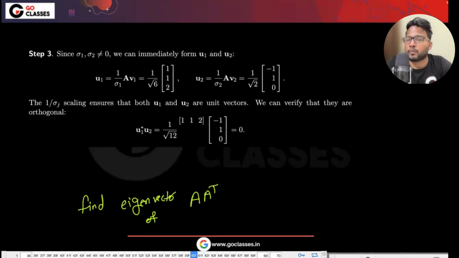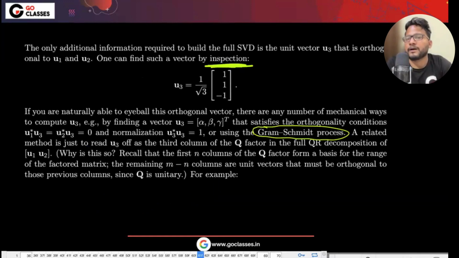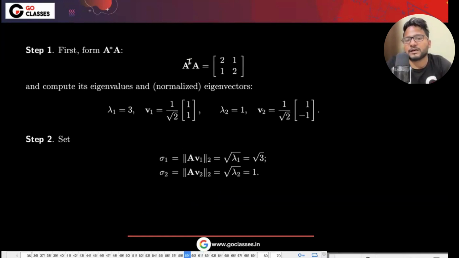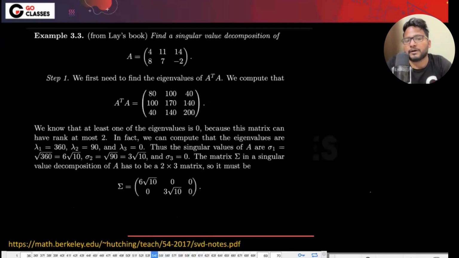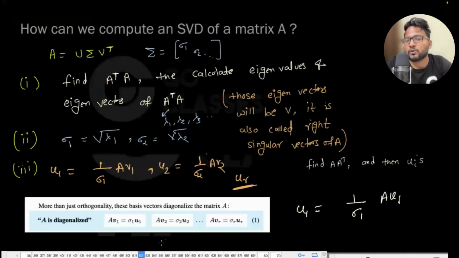I can take one optional lecture where I can talk about extending the basis and these things. But yeah, it is fine that you can at least calculate U1 and U2. At least till there, you can calculate.